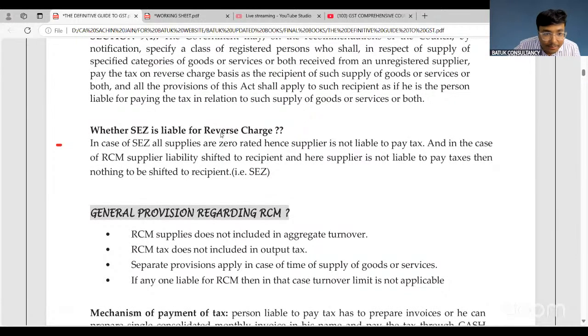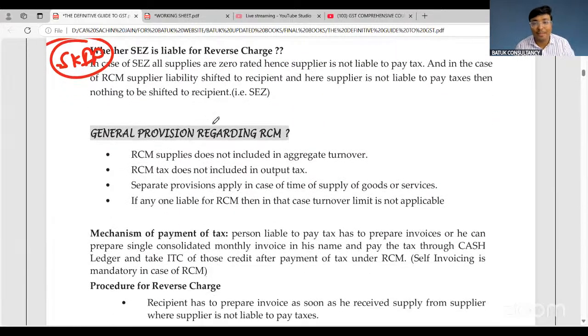I have skipped this point with planning, because we'll cover it at the time of special economic zone.